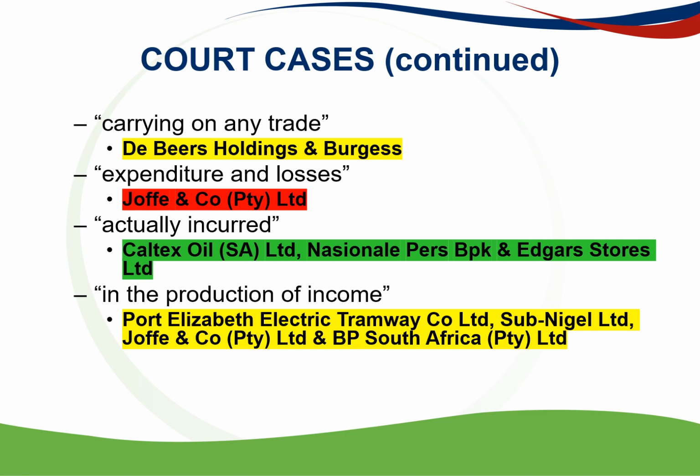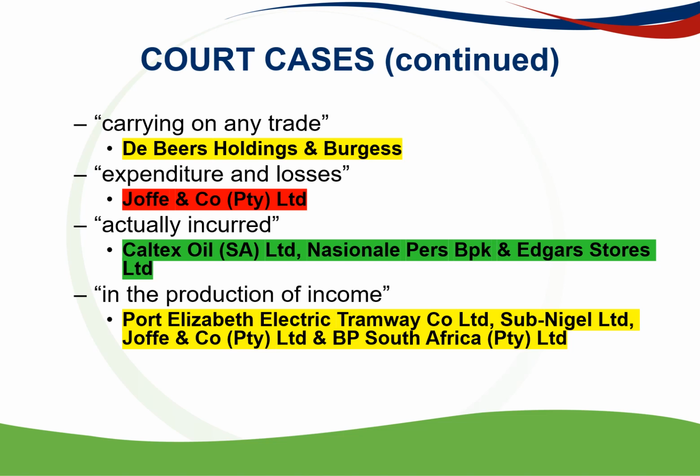In Joffe, the compensation paid is disallowed as a deduction if the negligent action is not a necessary concomitant of the trading operations. In Sub Nigel Limited, Section 11A does not require that claimable expenditure must have produced income in the same year it was incurred.